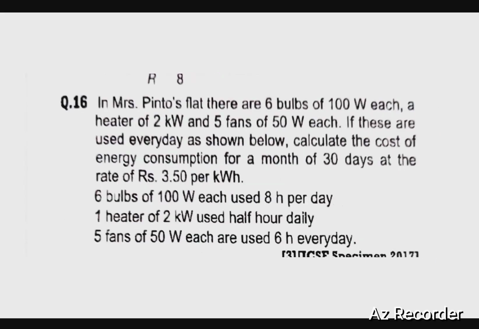The next question is one which has appeared in an ICSE specimen question paper. In Mrs. Pinto's flat, there are 6 bulbs of 100 watts, an electric heater of 2 kilowatt and 5 fans of 50 watts each. If these appliances are used every day, calculate the cost of consumption for a month of 30 days. We have to calculate the electric bill for a month of 30 days at the cost of 3.50 per kilowatt hour.